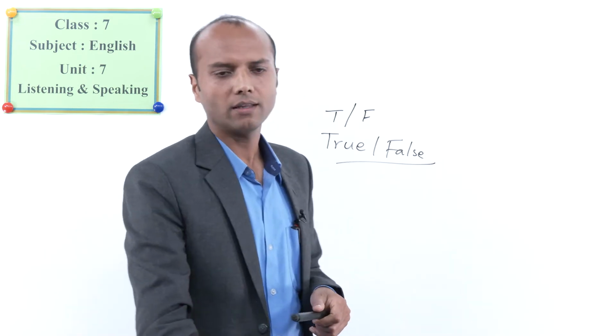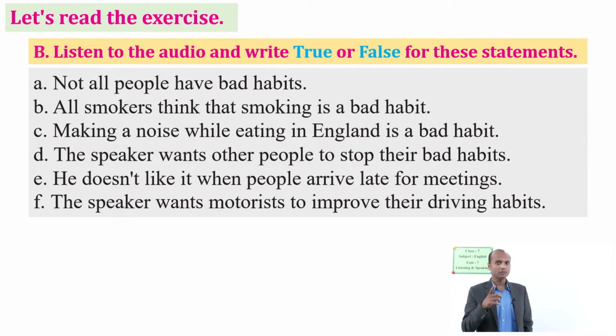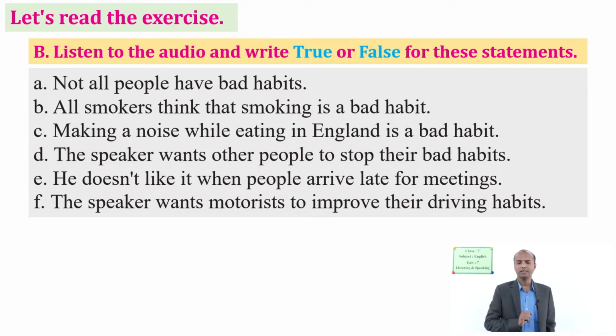Okay, let's read the sentences together. The first sentence is, not all people have bad habits. You have to decide it. B, all smokers think that smoking is a bad habit. You have to decide true or false. Third, making a noise while eating in England is a bad habit. You make noise while you chew food, for example. So in England, that is a bad habit, it says. You have to decide.